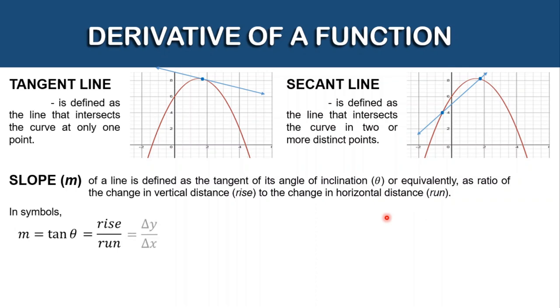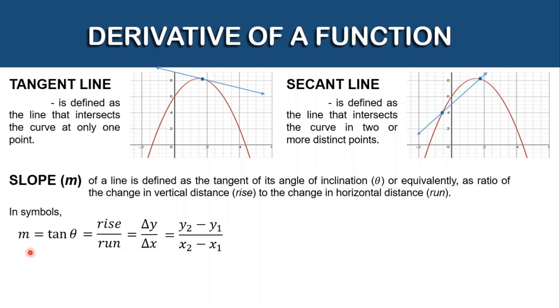Also, another symbol: rise is delta y. This means the change in vertical distance. And delta x is our run. This means the change in horizontal distance. And the other form that we can have is this: y sub 2 minus y sub 1 all over x sub 2 minus x sub 1. So all of these pertain to the slope.